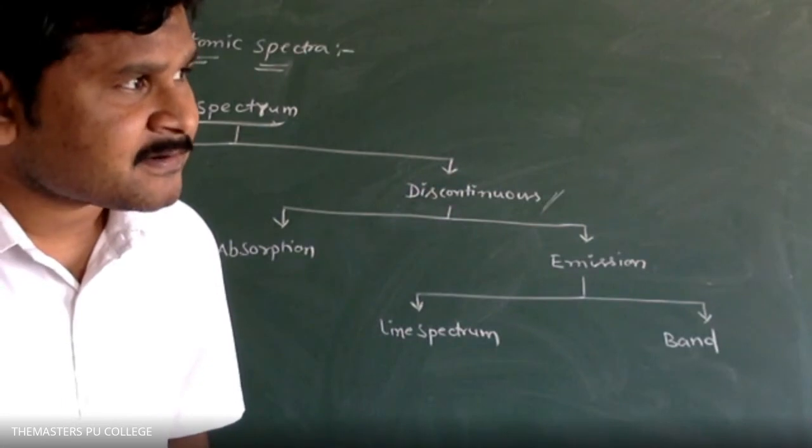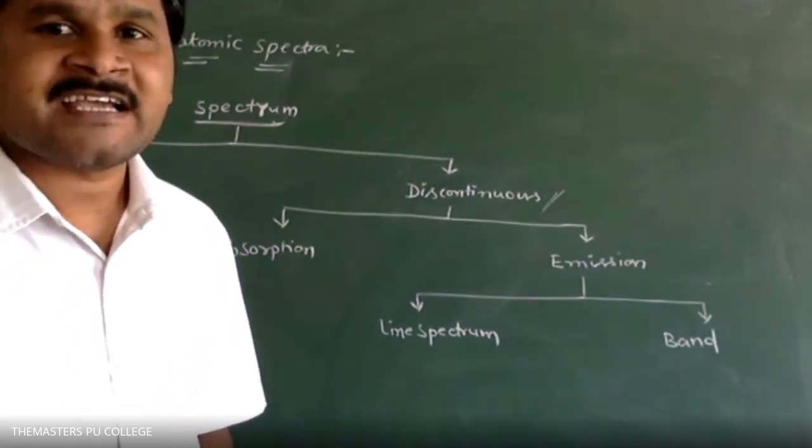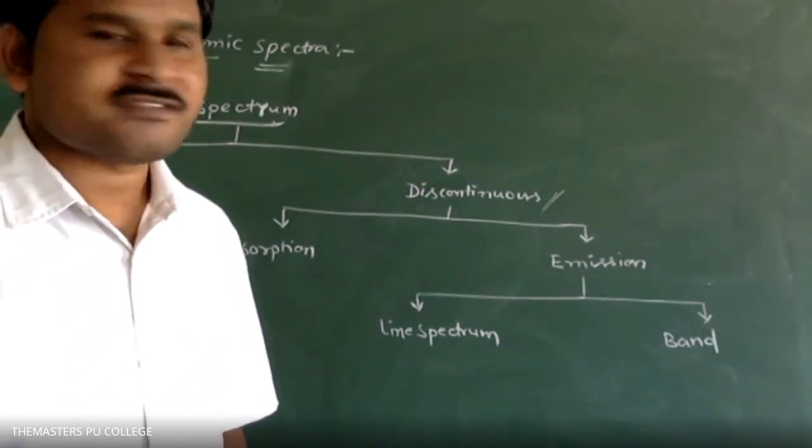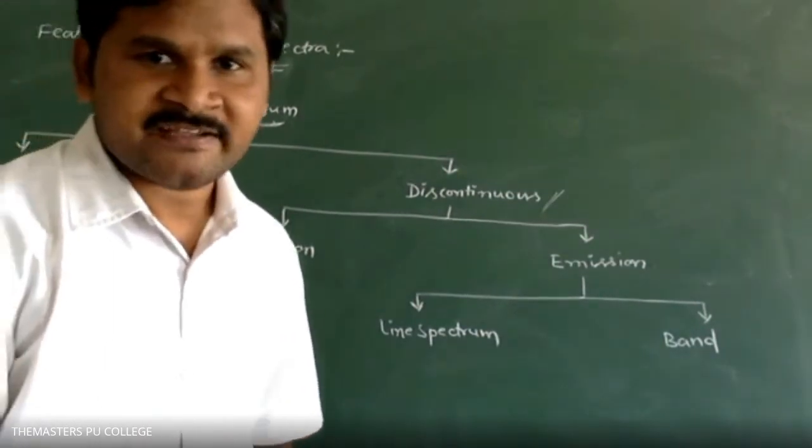Which one? Black body radiation. Black body radiation is the characteristic of atoms, so that's why it is an emission spectrum only. Okay?